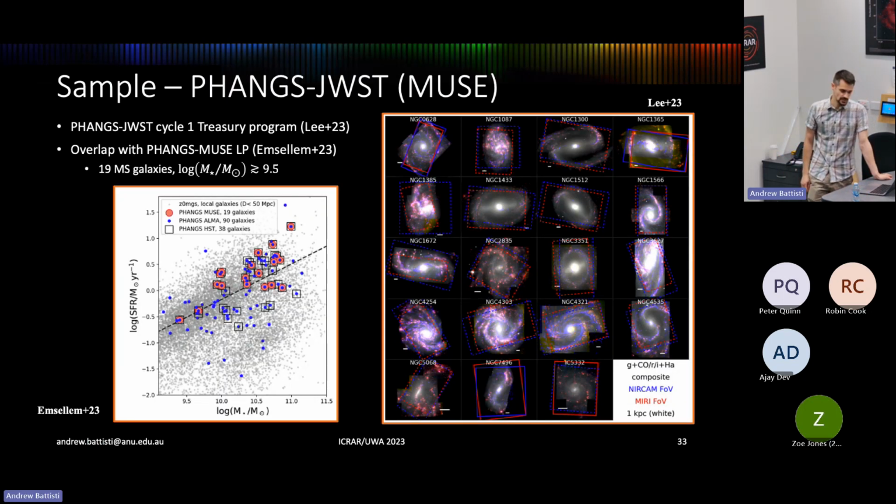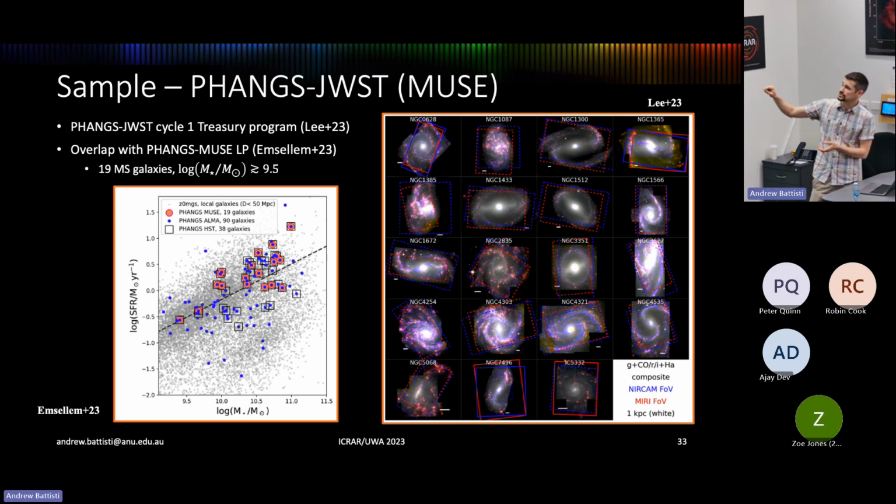So the data set that I'm using for this project is the FANGS James Webb Cycle 1 Treasury Program. It was basically getting James Webb data for the FANGS MUSE program. So all of these galaxies also have data from MUSE that obtain optical spectroscopy, which is important because I can use that to get that Balmer decrement measurement to constrain the amount of dust in given regions.